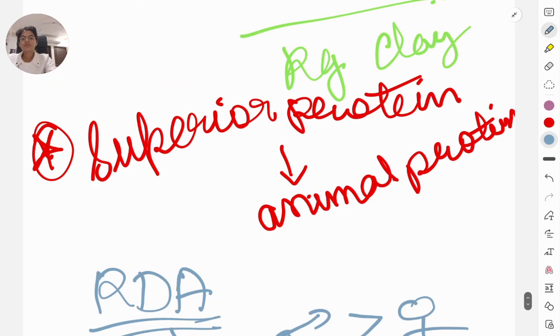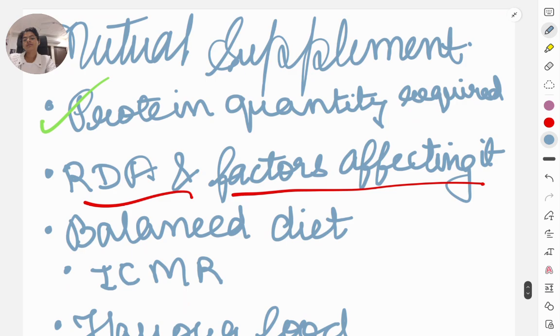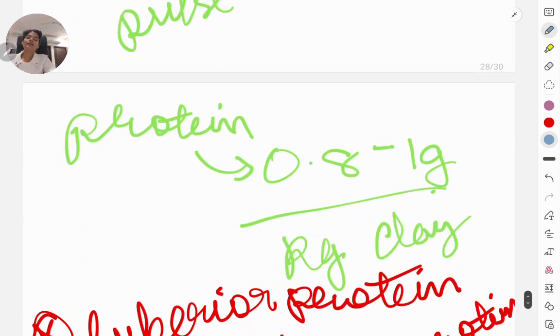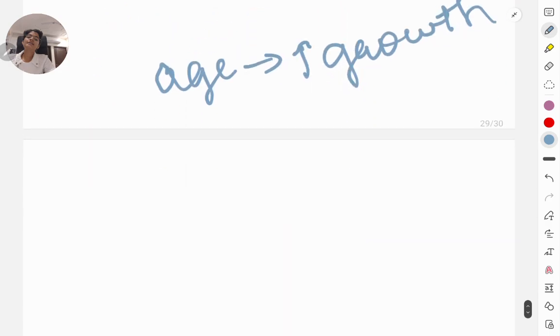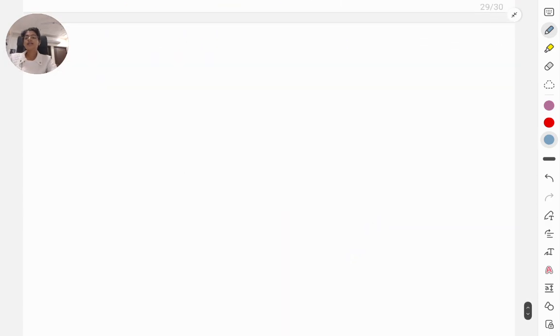Now what is the next thing? Balanced diet, and then ICMR. So a balanced diet is the diet consisting of all different kinds of food containing nutrients, starting from carbohydrate, protein, vitamins, minerals, fats, all of these in a proper proportion to meet the requirement of the body.